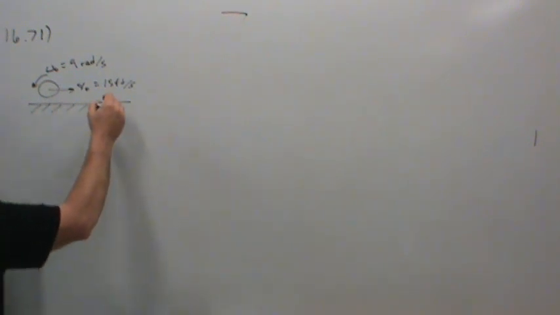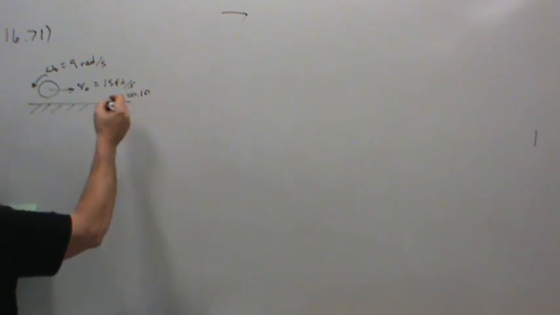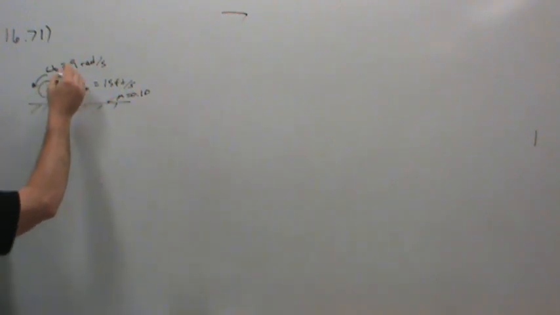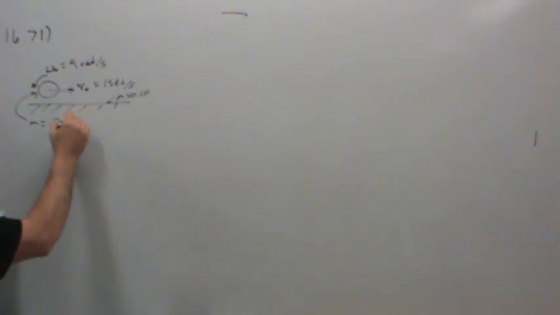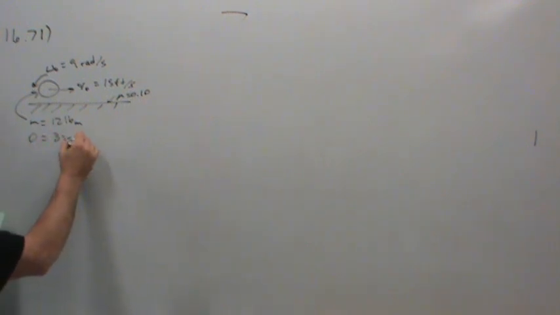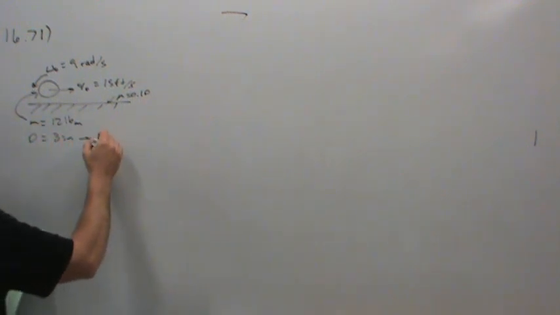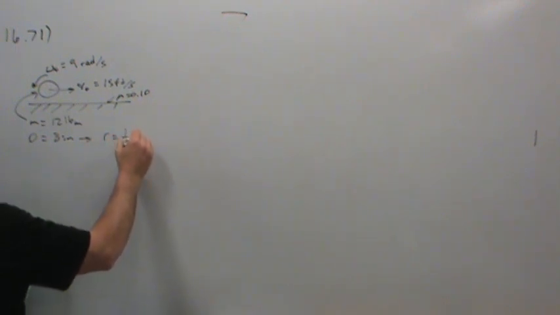So the coefficient of kinetic friction, since it's slipping, is 10% between the alley and the bowling ball. The mass of the bowling ball is 12 pounds, and the diameter is 8 inches. It's convenient to write the radius in terms of feet. So that's a third of a foot, because half of the diameter would be 4 inches, which is a third of a foot. That gives us the radius of the bowling ball.